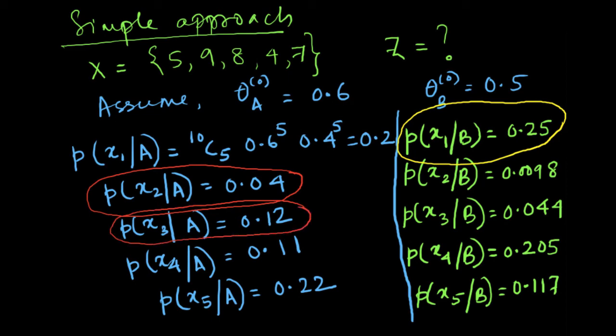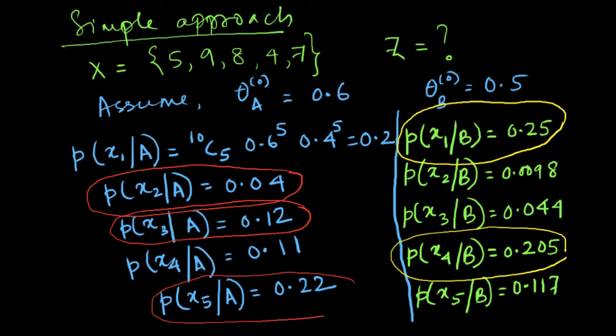Then in the next one, x4 given B is bigger. So we choose this value. Then in the next case, x5 is bigger. So then we choose this value and we discard the other one. So what we are saying in this particular iteration is that it is likely that the second, third and the fifth iterations of our experiment were done using coin A, and the first and the fourth iterations were done using coin B. So now we use this information to update our estimate of theta A and theta B.